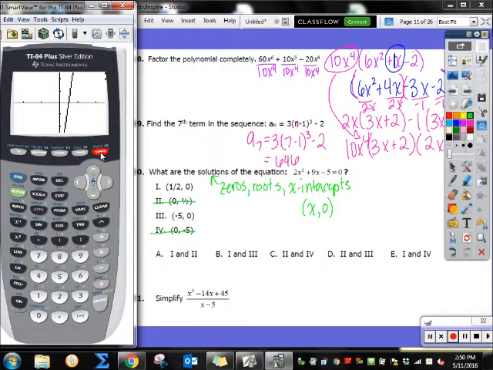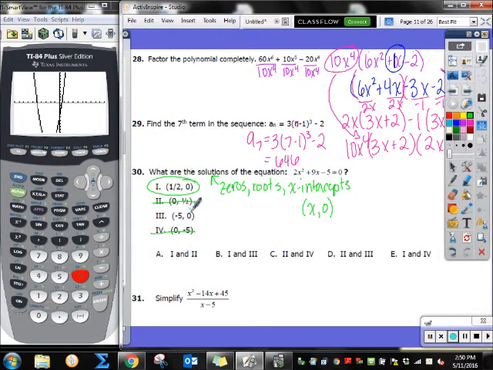Now I'm zoomed in from earlier, but that actually helps me right here, because I can tell that's 1/2. So then if I zoom out, remember we already saw close up that that's 1/2, and this is 1, negative 1, 2, 3, 4, 5. So 1/2 is a solution and negative 5 is a solution. So it would be 1 and 3.